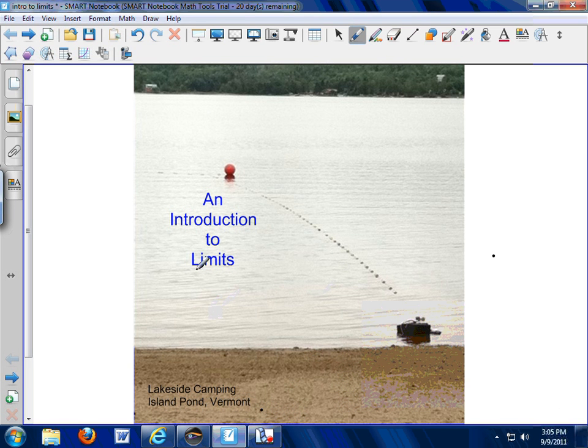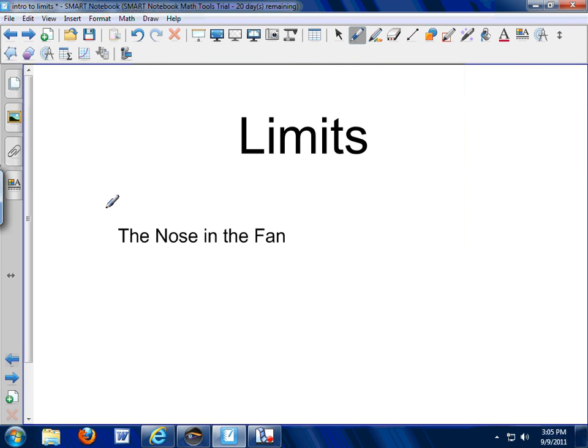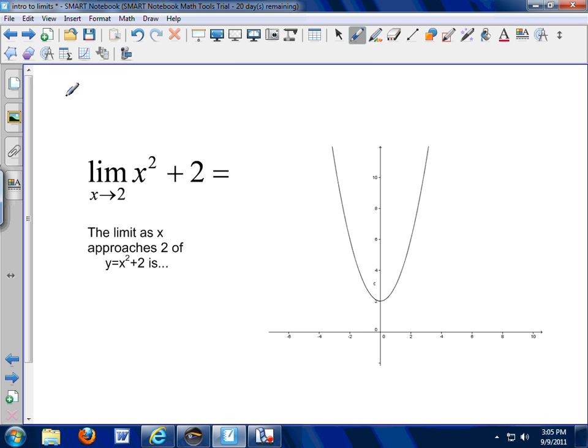Alright, so introduction to limits. Here we go. We'll get back to that picture in beautiful Island Pond, Vermont a little later. Hopefully we got the chance to talk about the nose and the fan as the reason that we want to have limits, know about limits. Not the only reason, but sort of a little piece. If we didn't, ask me about it.